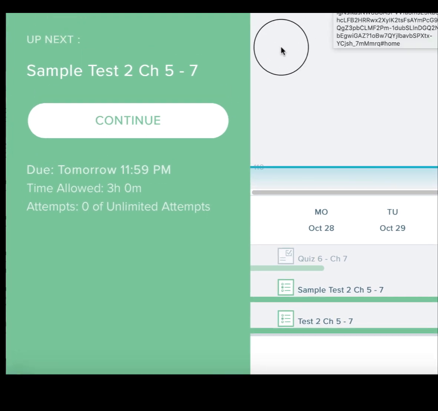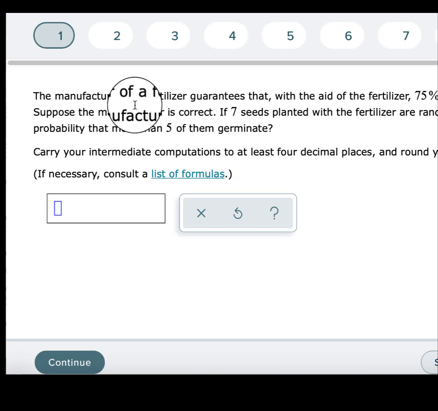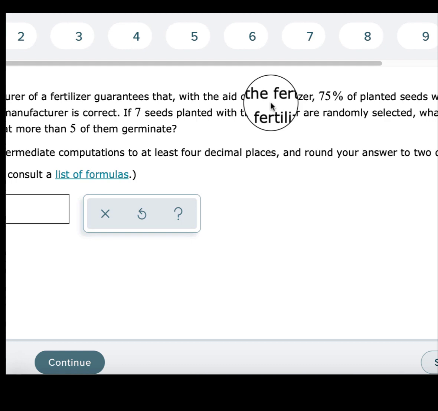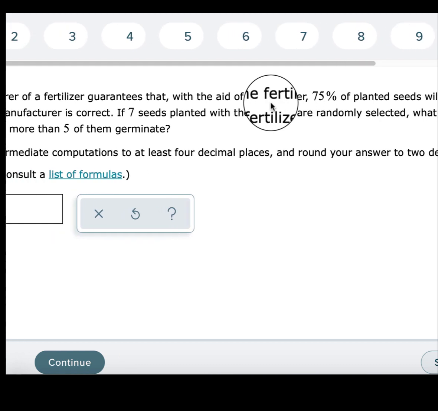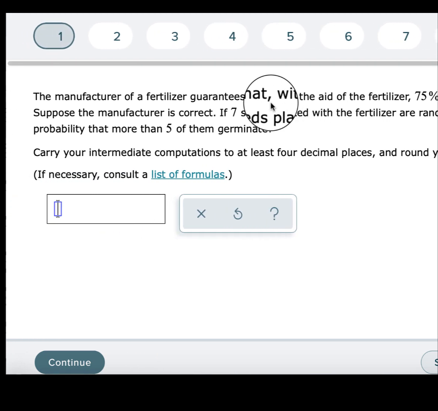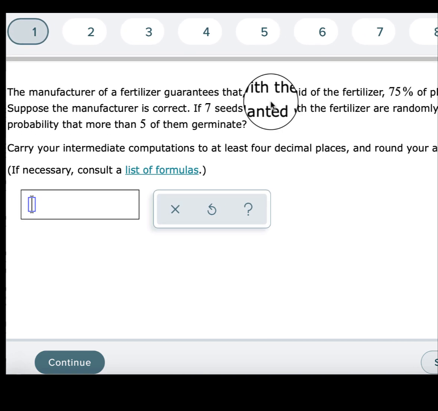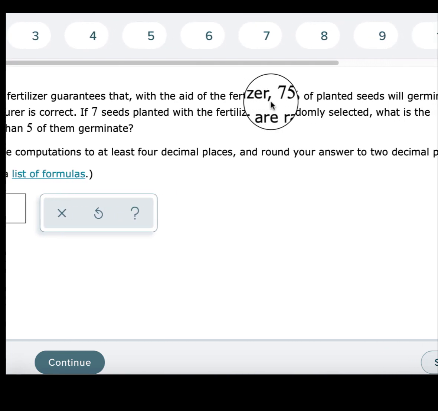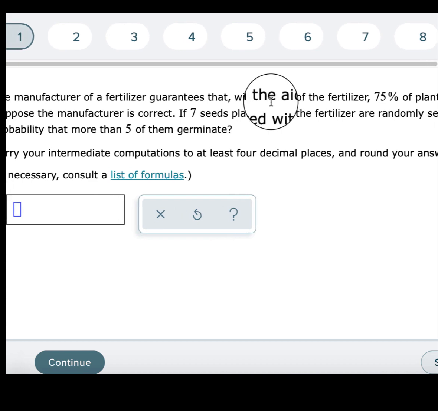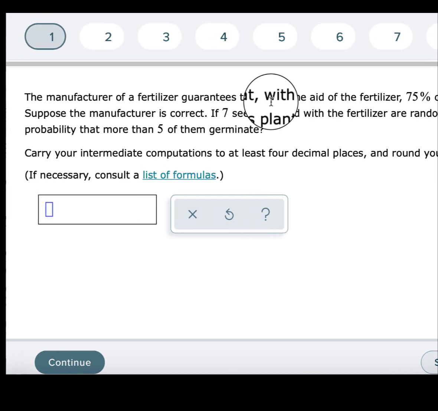I've opened up Student View on ALEKS and we'll begin Sample Test 2 on Chapters 5 and 7. For the first problem, we have the manufacturer of a fertilizer guarantees with the aid of the fertilizer 75% of the planted seeds will germinate. Suppose the manufacturer is correct. If 7 seeds planted with the fertilizer are randomly selected, what is the probability that more than 5 will germinate?